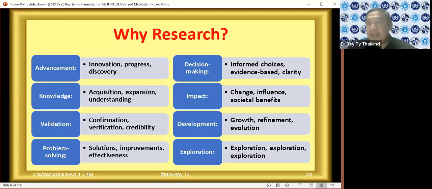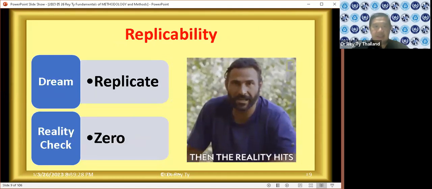And we cannot make decisions without evidence. So decision-making must be evidence-based. And we want to have an impact, change for the betterment of society and to grow, and sometimes to explore. We want to find out the limits of human knowledge and capacity to make new inventions.